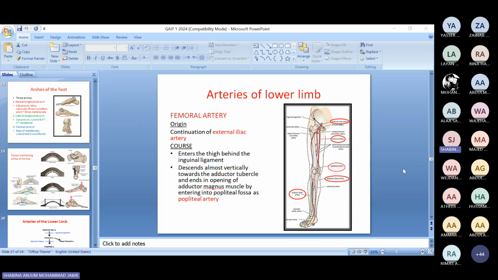Finally, it will descend almost vertically. Here you can see it is going almost vertically towards the adductor tubercle. You have seen these landmarks in revisions: where is the adductor tubercle? Do you remember the adductor tubercle? It is present on the medial side of the lower end, just above the medial condyle. So you will try to find it in the lab. It will descend towards the adductor tubercle and finally enter the opening of the big muscle, which is called the adductor muscle. And what will it become? It will finally become the artery called the popliteal artery.